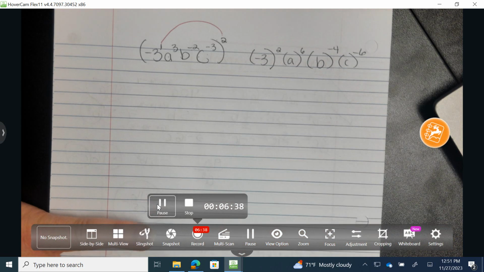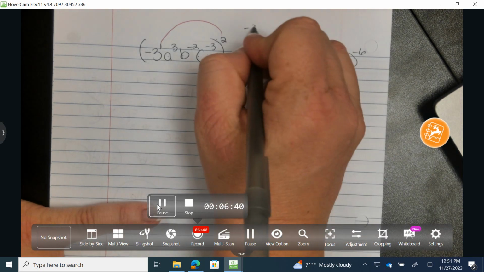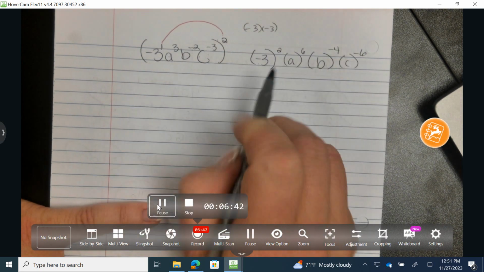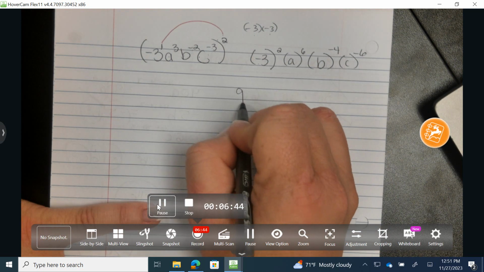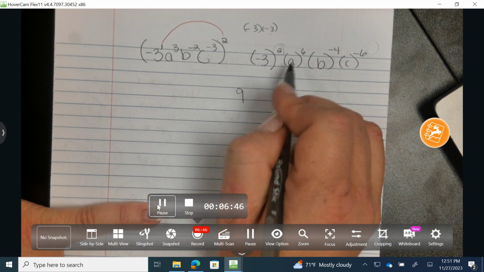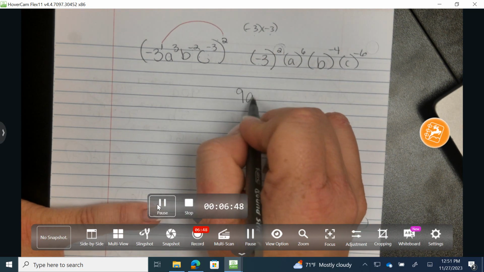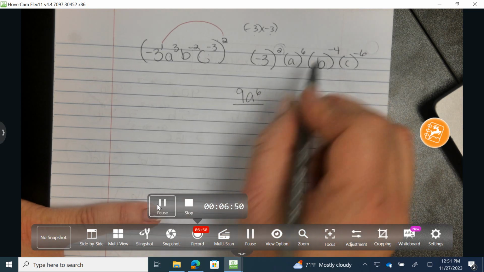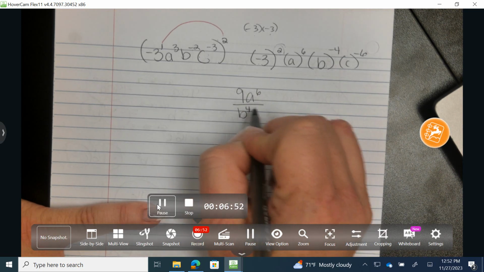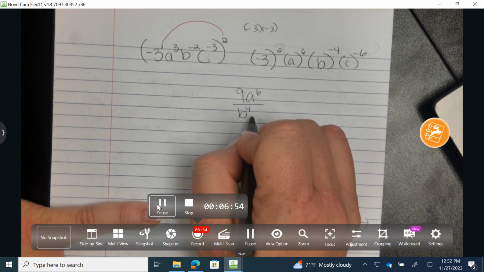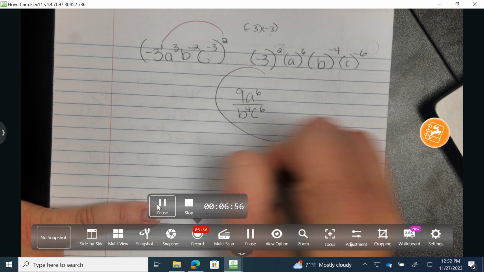Now, the negative 3 is happy on top, and I know this means negative 3 times negative 3. Negative 3 times negative 3 is 9. It's going to remain on top because the exponent is positive. The A is going to remain on top because the exponent is positive. The B is going to go to the bottom because the exponent was negative, and C is going to go to the bottom because the exponent was negative.